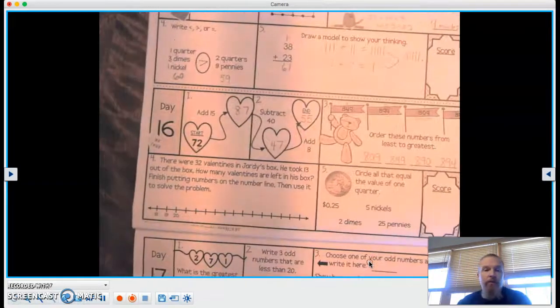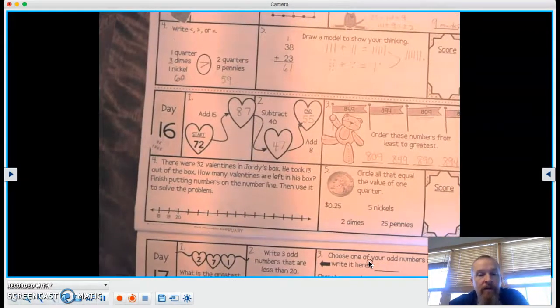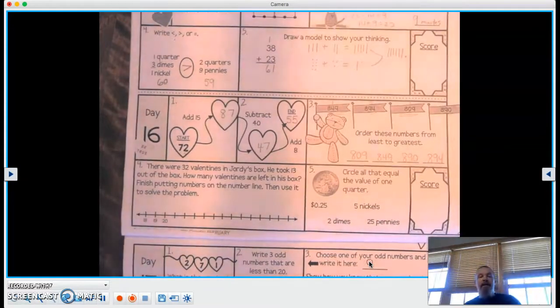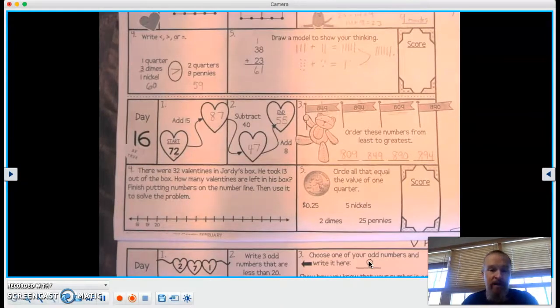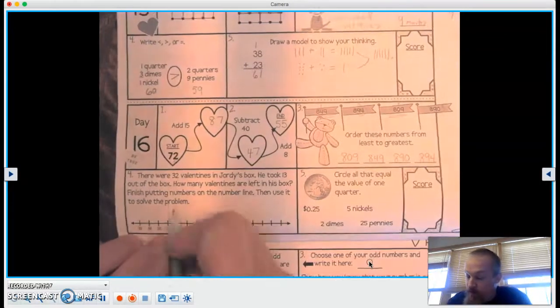All right, number 4. There were 32 valentines in Jordy's box. He took 13 out of the box. How many valentines are left in his box? Finish putting numbers on the number line, then use it to solve the problem. Okay, well, let's do the numbers first.